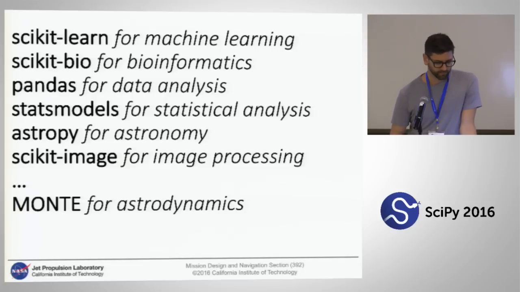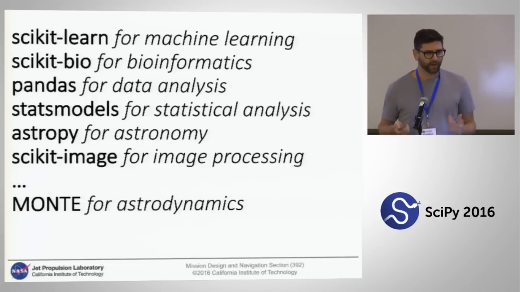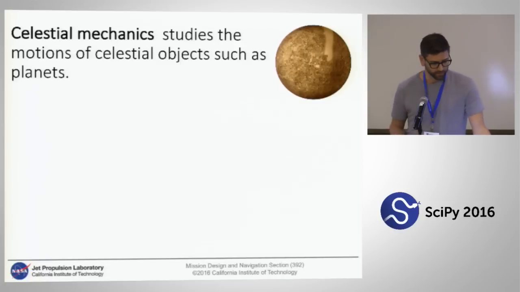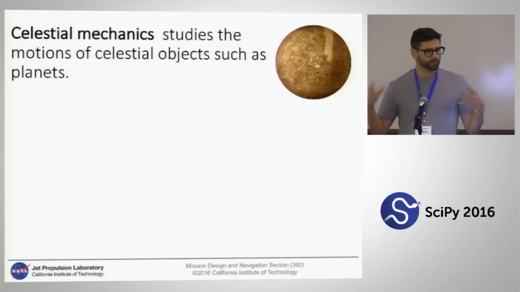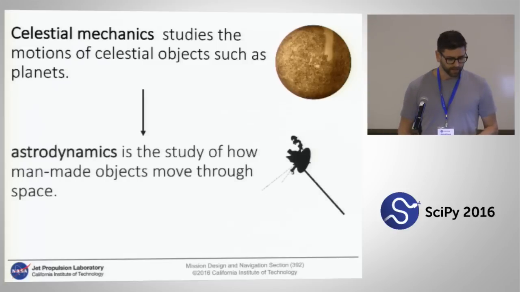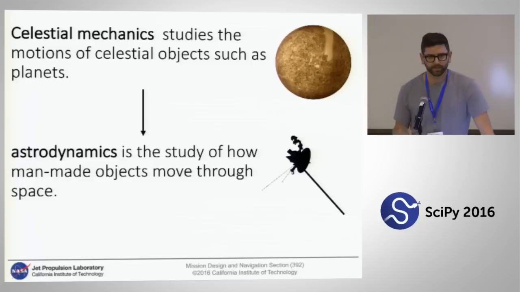astrodynamics. So I've been talking a lot about astrodynamics, and I haven't really explained what I mean by that, if you're not familiar with the term. So celestial mechanics is the study in general of how bodies move through space. Generally, when you're talking about celestial mechanics, you're talking about planets or stars, things like that. And astrodynamics is a specialization of celestial mechanics that deals with how man-made objects move through space.